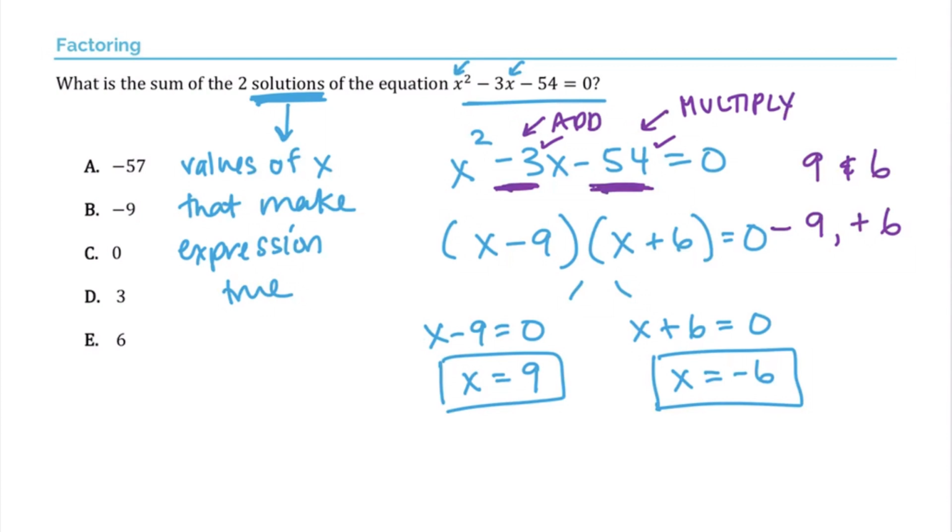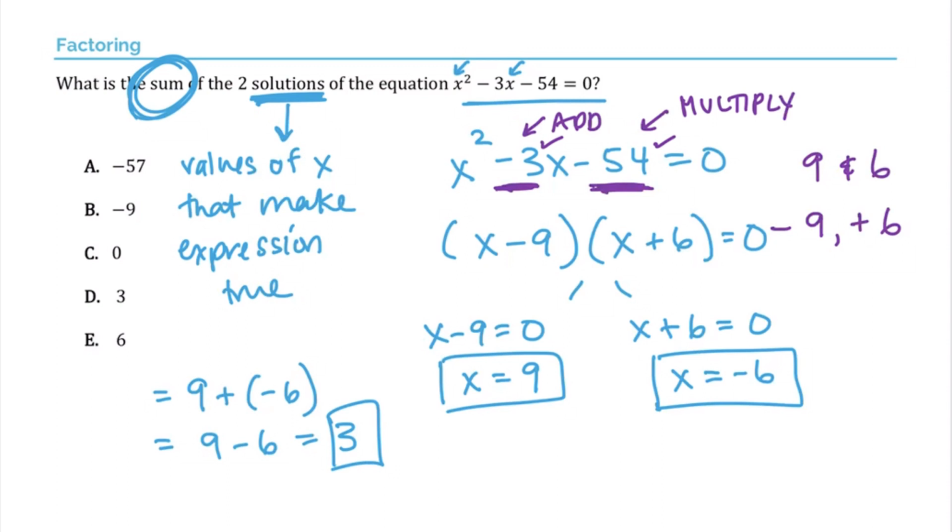Now the question is asking me to find the sum of those two solutions, which means I have to add them together. So the sum of the two together will be 9 plus negative 6, which is the same thing as 9 minus 6, which is 3. So the correct answer to this question is that we first had to factor so that we could find our solutions, and then there was that kind of extra step of having to actually find the sum of the two solutions by adding them together.